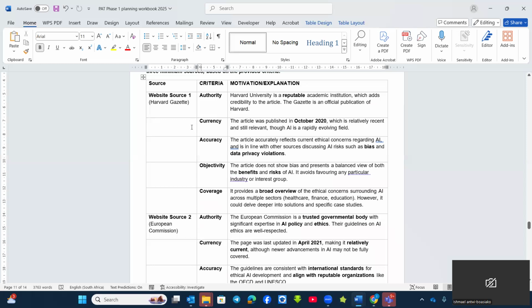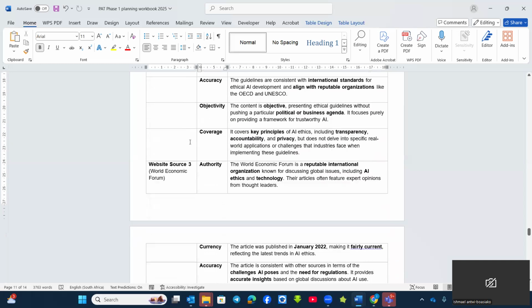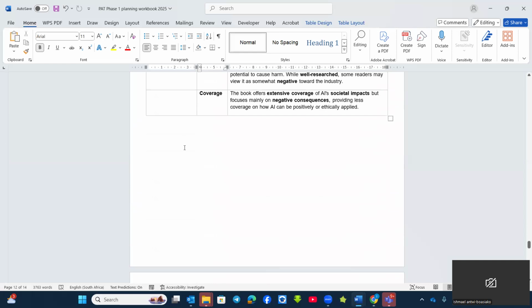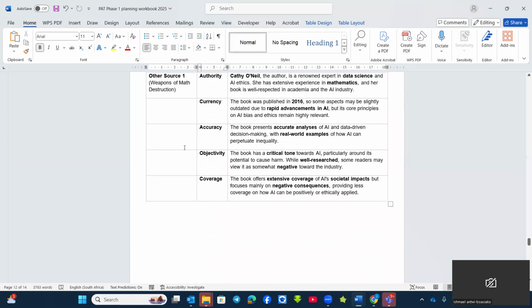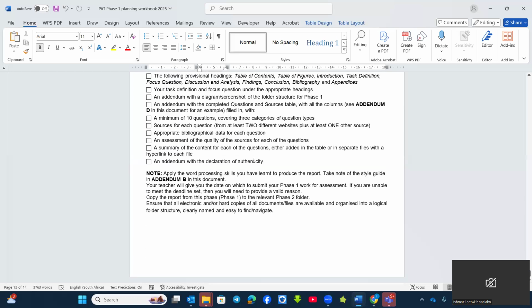So you have to do this for at least 3 sources, 2 websites, and then the third one could be the other source. You don't have to do more, at least the 3 sources, but it shouldn't be only for one particular type of source. Now, when you are done with all this, then the last part will be the screenshot, and then you can submit your phase 1. All right.